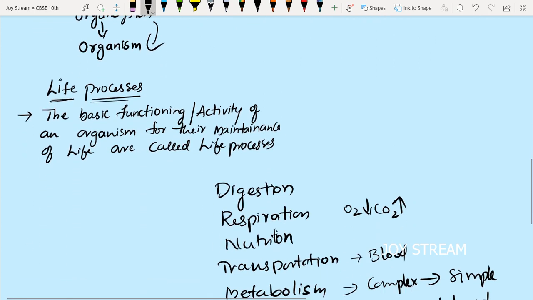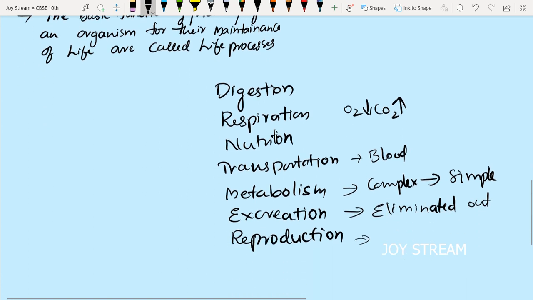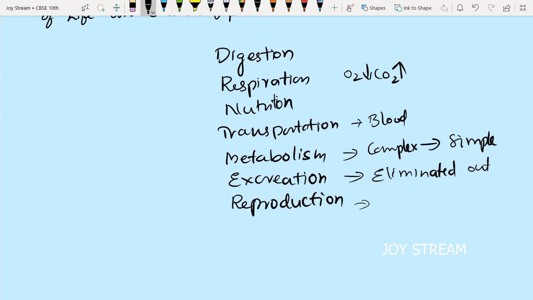So what is life processes? The basic functioning or the activities of an organism for the maintenance of life are called life process. So the functioning of the body, the functioning of an organism for maintaining its life are called life processes. What are the life processes? Digestion, respiration, nutrition, transportation, metabolism, excretion, reproduction are life processes.